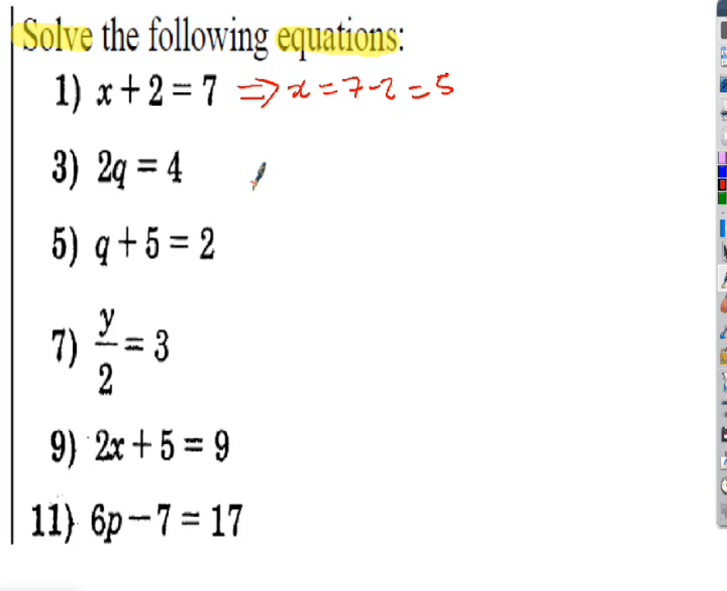In question 3 here, I'm asked to solve the equation 2 multiplied by q is equal to 4, q being the variable here. So the inverse operation of multiply is divide, so I'm going to divide both sides by 2 to find the value of q. So dividing both sides by 2, I will get q is equal to 4 upon 2, or simply 2. Question 5, I'm given q plus 5 is equal to 2, so to find the value of q I need to subtract 5 from both sides of the equation. So q in this case will equal 2 subtract 5, so that will equal negative 3.